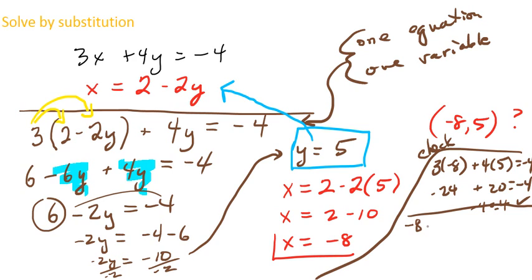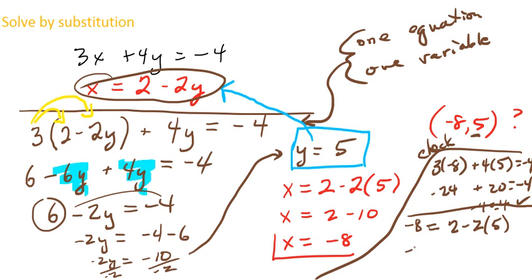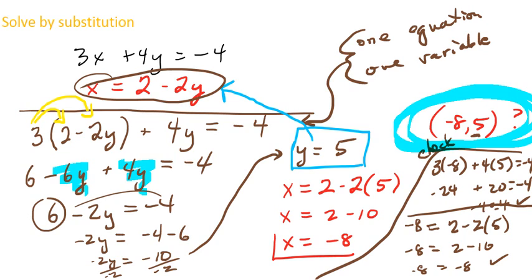-8 equals, I'm on this one right here, -8 equals 2 minus 2 times, what's y? 5. Okay, so -8 equals 2 minus 10. Well, 2 minus 10 is -8. So we're good. You can be pretty confident in saying that here is your solution right here: -8 and 5.